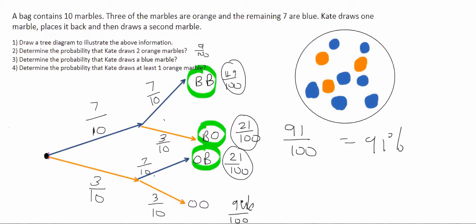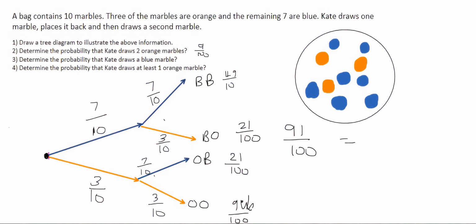Imagine you're Kate, and you're busy drawing marbles out of a bag, and you do this twice. The chances that you get a blue are going to be pretty high. I mean, there's 7 marbles that are blue and only 3 are orange. So you have a 91% chance that you would get at least one blue. So Kevin, you mentioned that there was a faster way to do this.